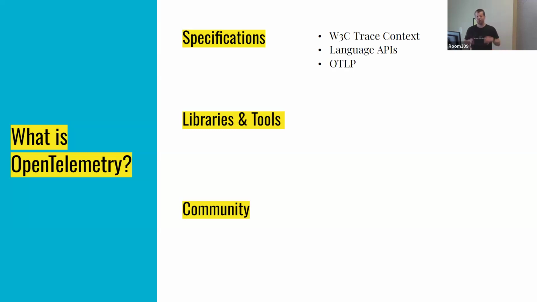Right? And then we have OTLP. So this is the OpenTelemetry format. This is not to be confused with OLTP, right? Which is a database technology or architecture. OTLP is a format that can be represented in protobuf or in JSON, and it is used to efficiently transmit OpenTelemetry signals over the network.